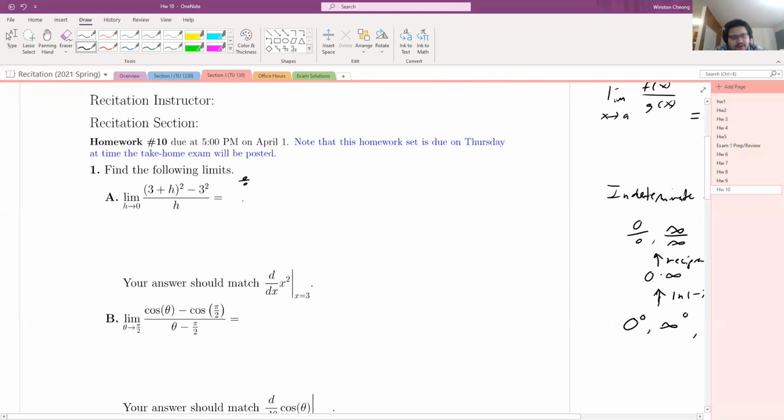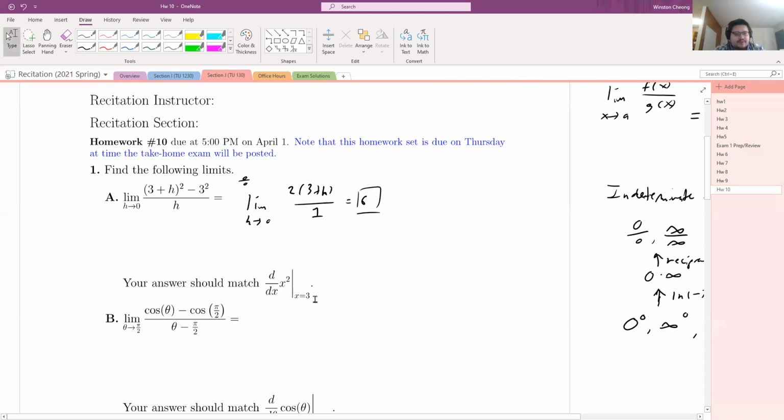Okay, so yes, we plugged in, we get 0 over 0. That means we can use L'Hopital's. And so I'm just going to now create a new limit where I take the derivative of the top and the bottom. So the derivative of the top is going to give me 2 times 3 plus h. That's going to be it. And the denominator is going to be 1. Okay. Now I can plug this in, and I'm going to get 6 as my answer. And so 6 is my answer for the question.